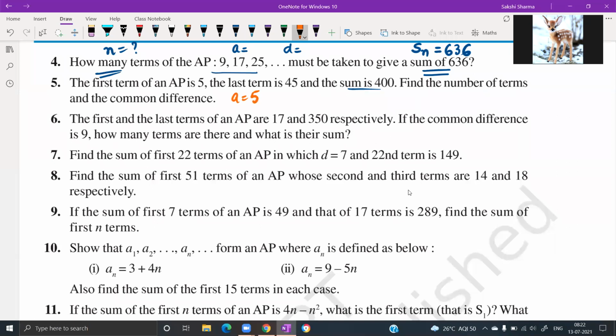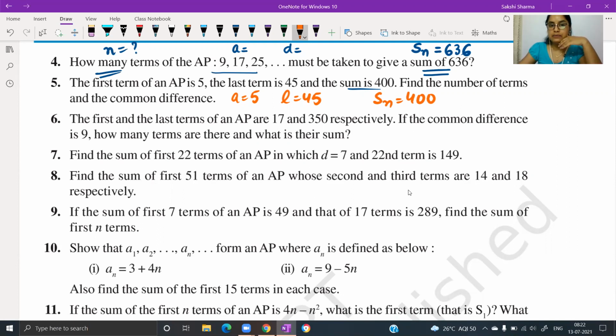We will use the formula n by 2 into first plus last term will give us the sum. Substituting the values there, we will get the n. And then using the formula that an is equal to a plus n minus 1 d, we can find the common difference. That's correct.